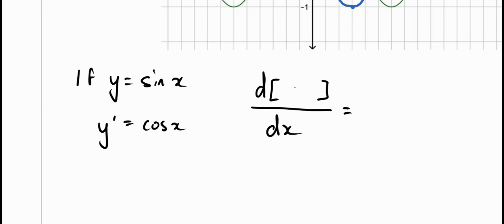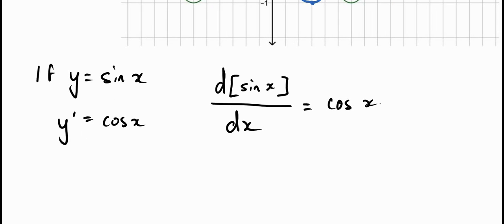So normally it's dy by dx, right? But y is just equal to whatever expression that we're talking about. So we can actually put expressions in here. So this is sometimes a way that we'll show what the derivative of something is.